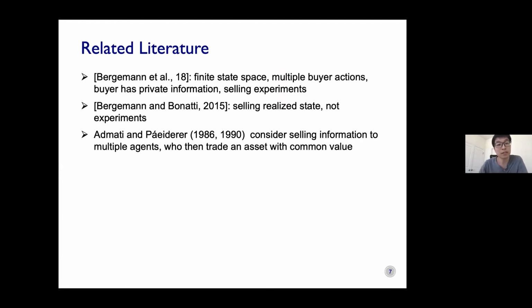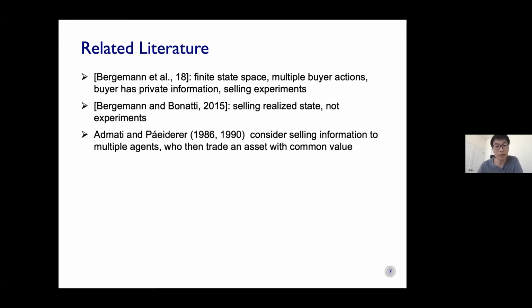Okay, so related literature, the most relevant to us is by Bergemann et al. in 2018. Dirk actually might also be here. The overall model we're considering is almost the same as their model, except that in their model, there was a finite state space and there were multiple buyer actions. But in our case, our state space can be arbitrary, so it doesn't matter. Our buyer only has two actions, an active action and a passive action. And the state of nature only affects the payoff of the active action, because the passive action always gives you 0.